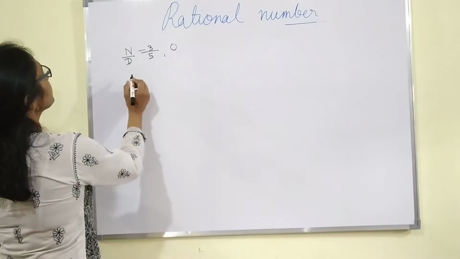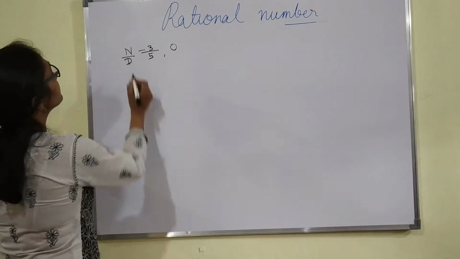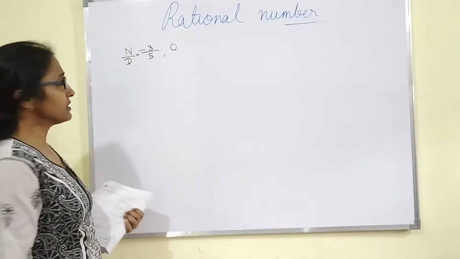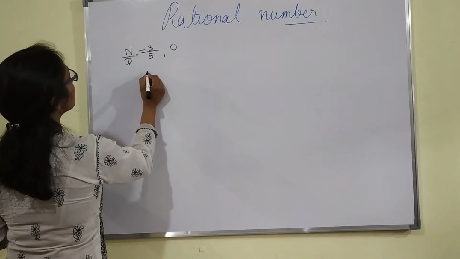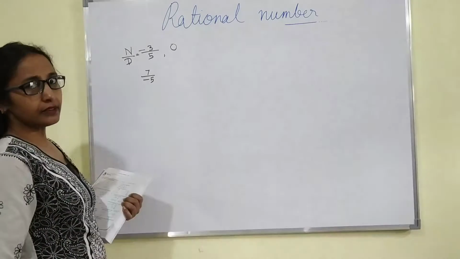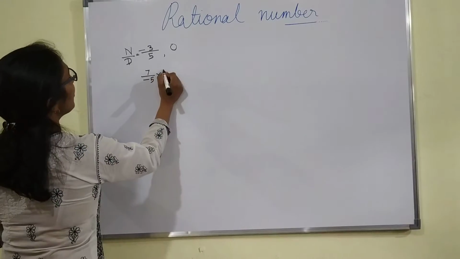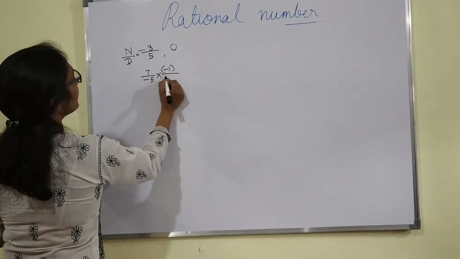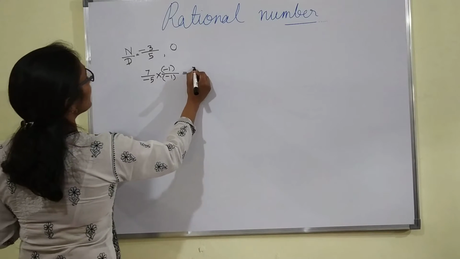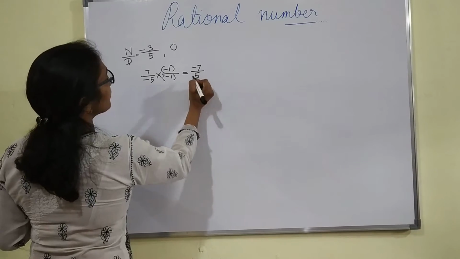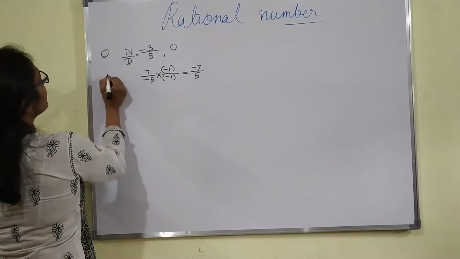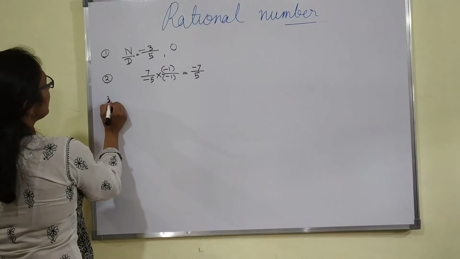Next, how will we make the denominator positive? Suppose a question is 7 upon minus 5. How will we make its denominator positive? By multiplying the denominator and the numerator by minus 1. So it will become minus 7 upon 5. These two things you have to remember.